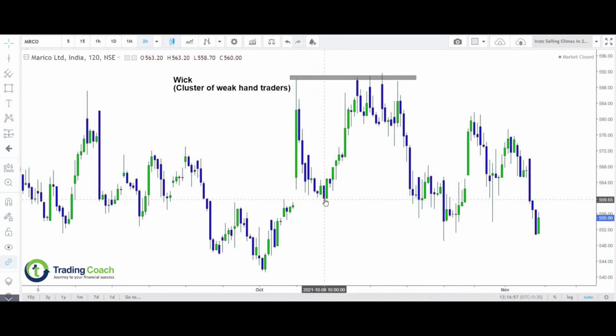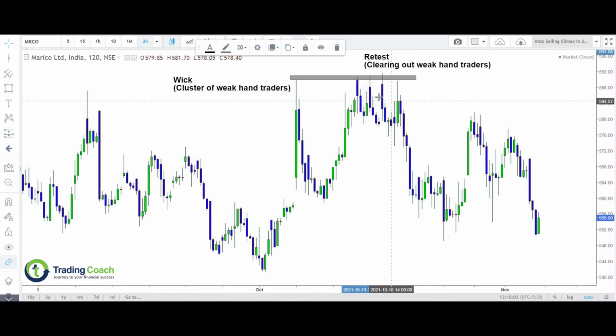But right after this sell-off, you can notice the prices have once again bounced back, only to retest this particular wick. So you have a large wick and then you have a downside turning point. Right after this downside sell-off, the market has bounced back only to retest this wick in order to clear out all these weak hand traders. This retest has cleared out all the weak hand traders who got trapped in this wick. And right after this retest, we can see a very good sell-off in the stock prices, right?